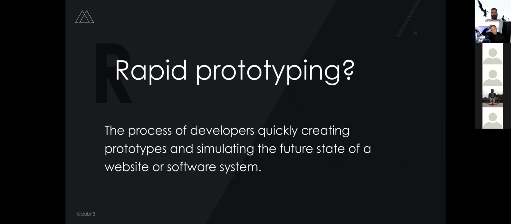So when we're talking about rapid prototyping, let's first describe what this means. Originally, rapid prototyping was a term meant for more industrial uses. If you need to create a car part, for example, and see if it works with other car parts, a rapid prototype would mean fabricating something locally. But the software industry has also picked up this idea. From what I have been able to put together, this is the definition: the process of developers quickly creating prototypes and simulating the future state of a website or software system.